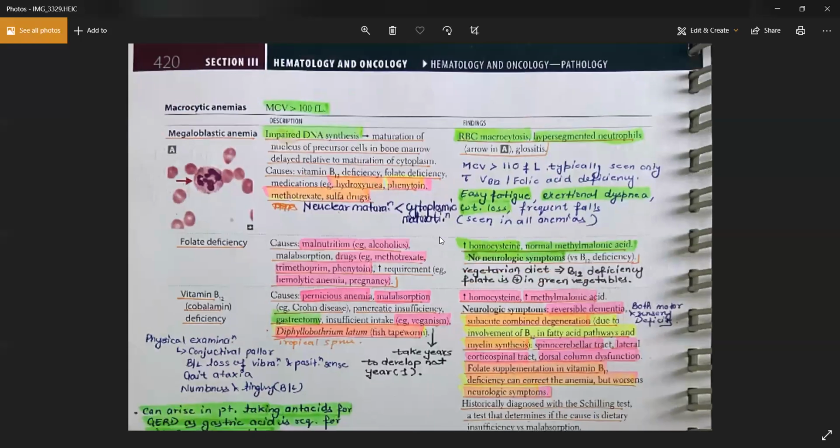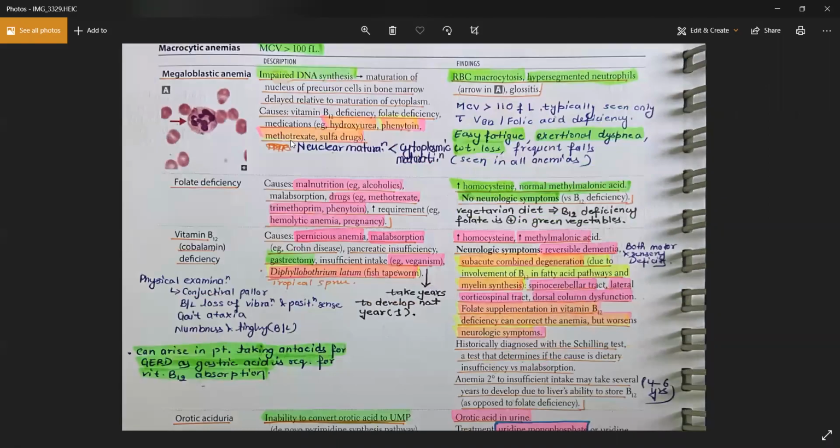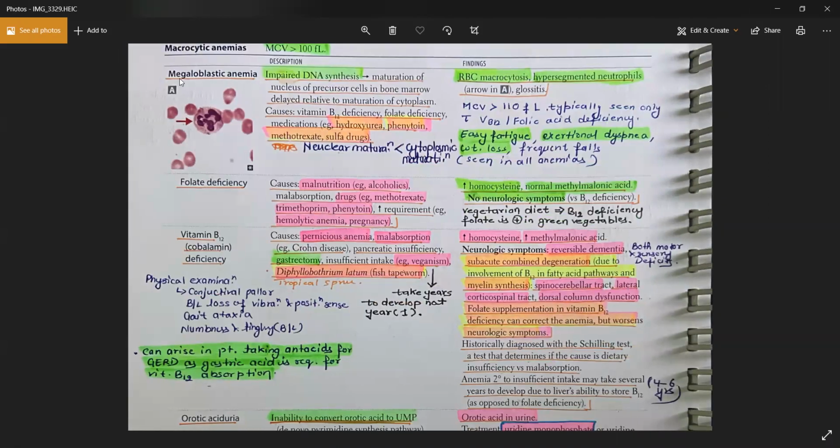Then comes the macrocytic anemias, in which you have an MCV of more than 100 femtoliter. First one is the megaloblastic anemia. The hallmark feature of megaloblastic anemia is an MCV of more than 110 femtoliter.